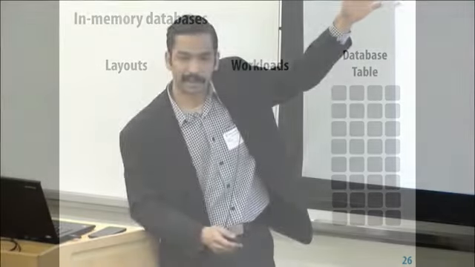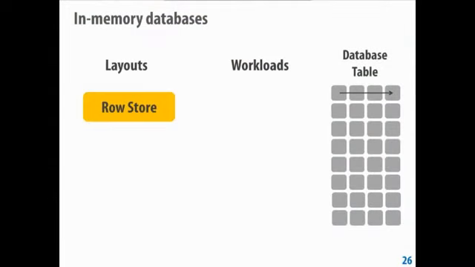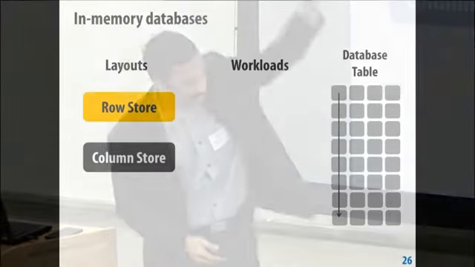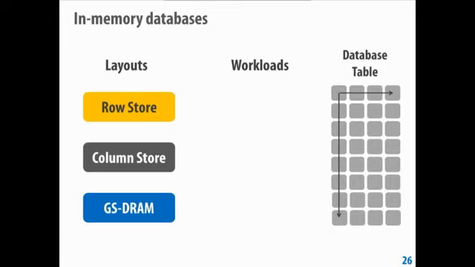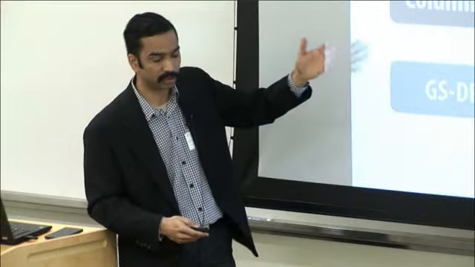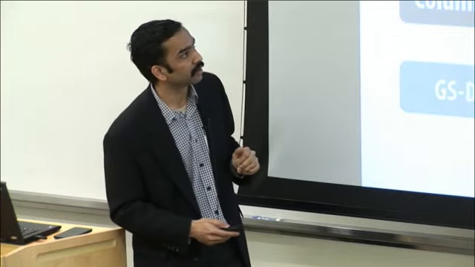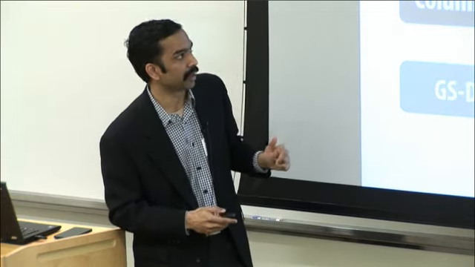So there are 2 popular layouts for in-memory databases. One is a row store where, like I mentioned, the values of the same record are stored together. Then you have a column store where the values of the same column are stored together. And finally, we have the gather-scatter DRAM, where we use an underlying row store layout, but we can fetch data both in the row-major order and the column-major order. I'm assuming that the table fits the power of 2 restriction that our mechanism has.